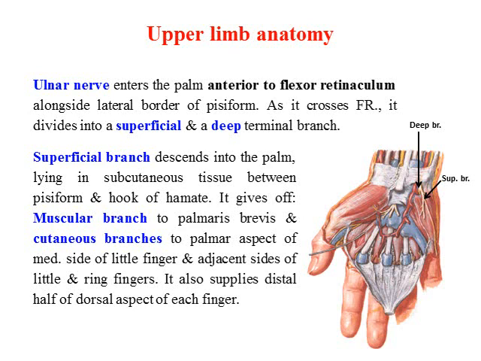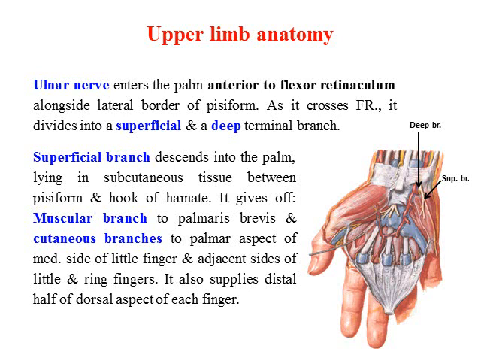Ulnar nerve crosses in front of the flexor retinaculum to enter the palm of the hand, just lateral to the pisiform bone, and then it is divided into superficial and deep branches.